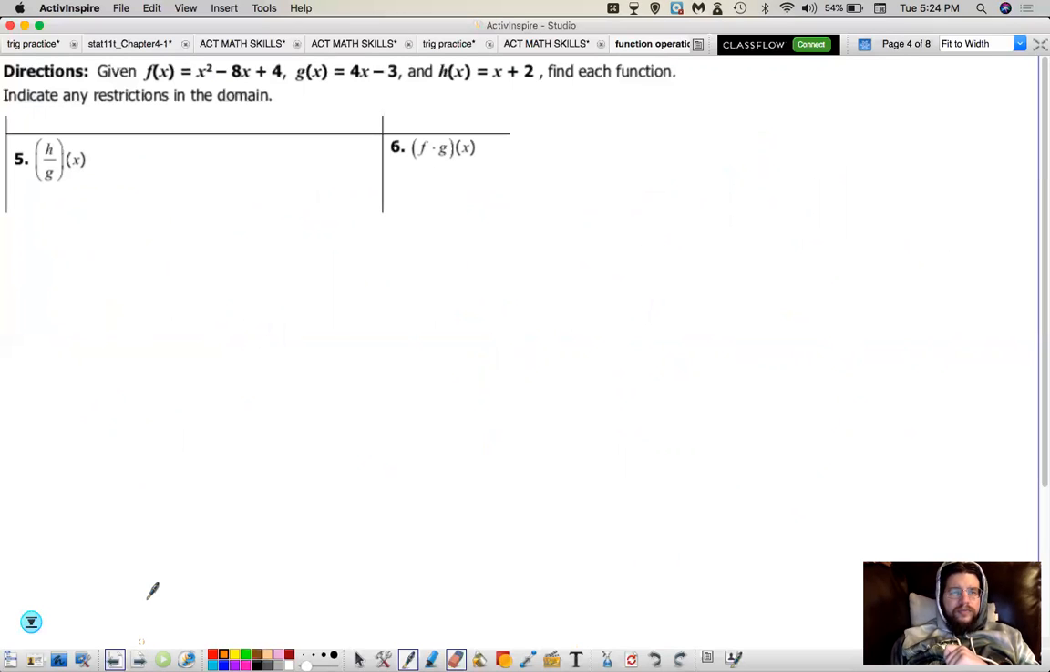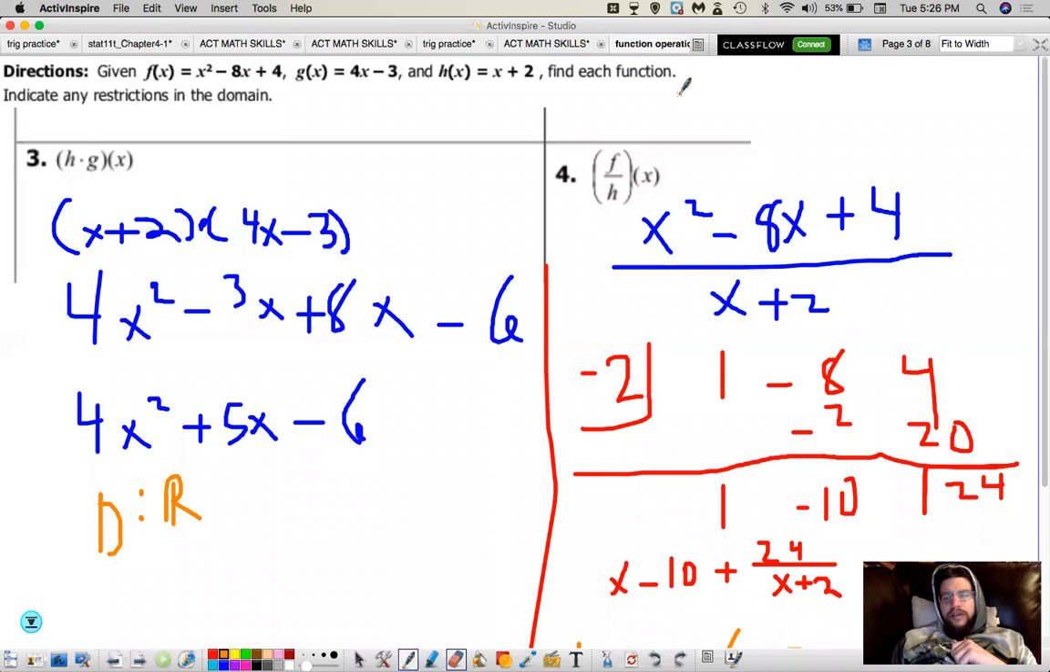Okay, let's check this one out. h divided by g. So that's x plus 2 over 4x minus 3. Synthetic division will work again. It's not going to be very interesting though. Hang on, let me see what they're trying to get at here. I'll be right back. All right, so I see what they're trying to do here. So if it doesn't simplify, if it does have a remainder, you can leave it like this.